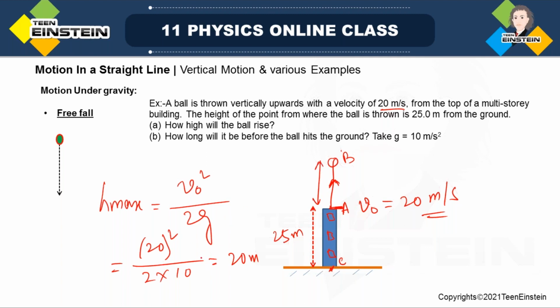Now, if you have been asked to find the maximum height from the ground, then you have to add this 25. So the height from the ground, capital H, is equal to 25 meter plus small h max, that is the height AB, which is 20. So you will find this as 45 meter from the ground.